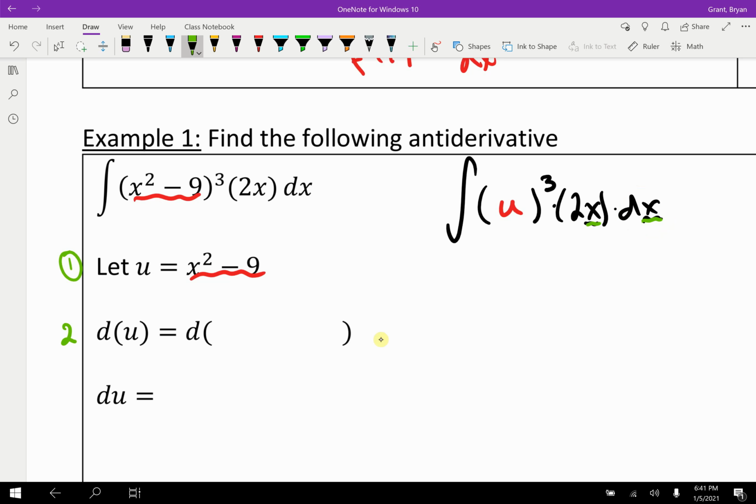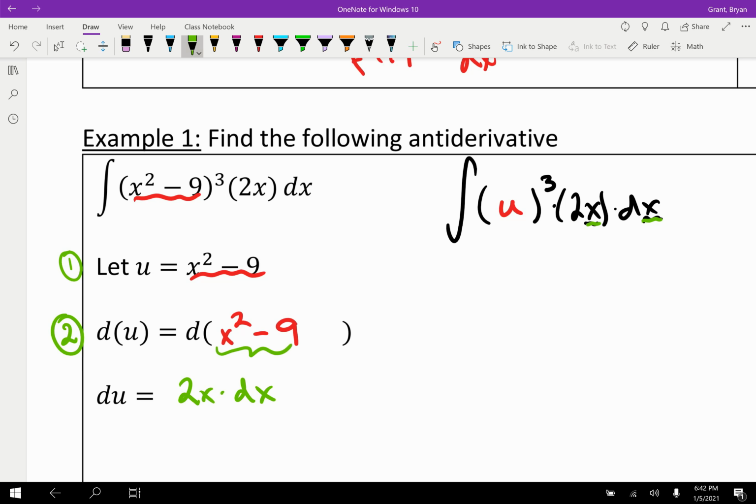And then step 2, find its differential. So we're going to do du, which means we have to do d of x squared minus 9. But as we saw, that's going to be very easy because we just do the derivative of x squared minus 9, which is 2x minus 0, so we'll just call it 2x, and then we throw a casual dx at the end. Okay, cool. There is my differential.